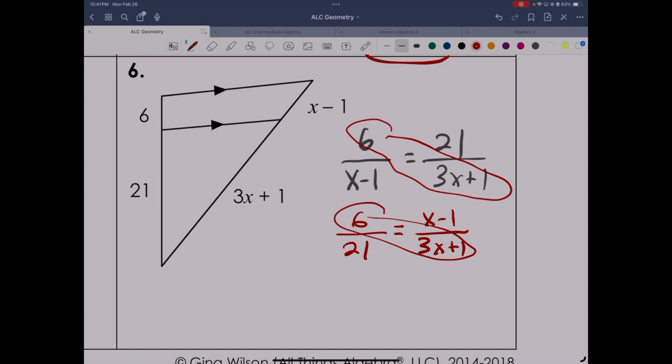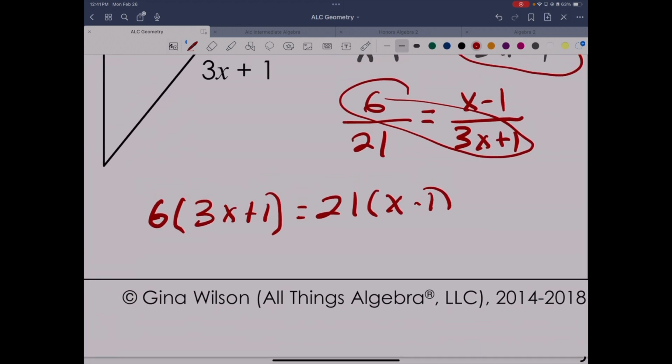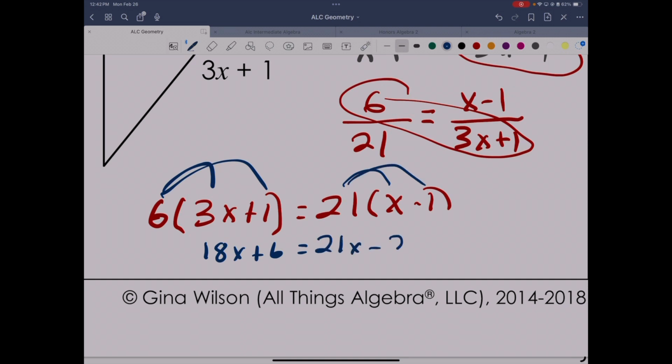Okay, so let's solve. So this is 6 times 3x plus 1 is equal to 21 times x minus 1. Distribute. 6 times 3x is 18x. 6 times 1 is plus 6. Equals 21 times x is 21x. Minus 21 times 1 is minus 21.